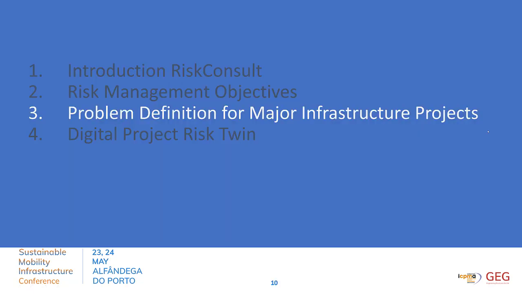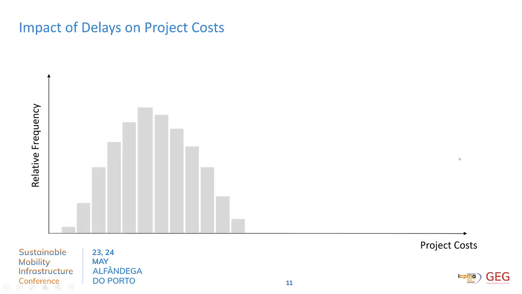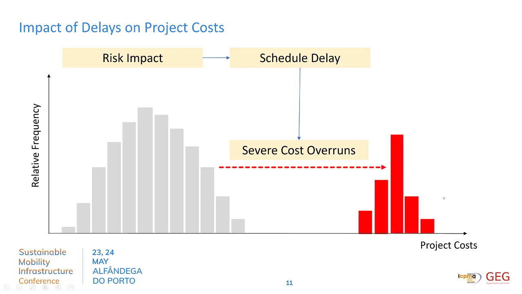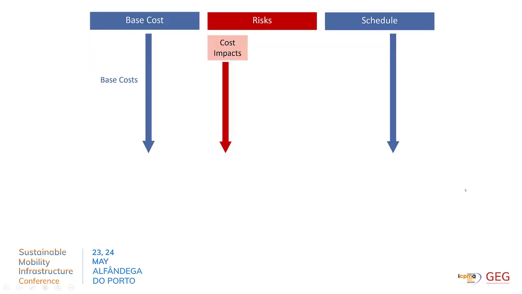That leads us to the second point, the problem definition for major infrastructure projects. Usually, if you have risks that will occur, they have a risk impact that will lead in many cases to schedule delay, and this will cause severe cost overruns. I think we all know the problems we are facing, really cost overruns, and this is also a problem we have in our basic management structure.